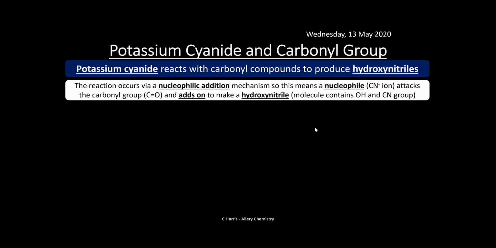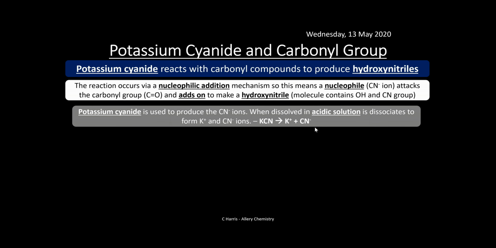This means the nucleophile, in this case CN minus, attacks the carbonyl group. Remember that the carbon on the carbonyl group has a delta positive, so your cyanide is going to be attracted to that because it's negatively charged. It adds on and makes your hydroxynitrile. A hydroxynitrile is very simply something that contains a CN group and an OH group as well.